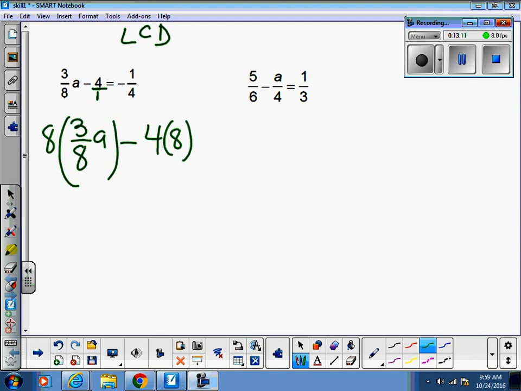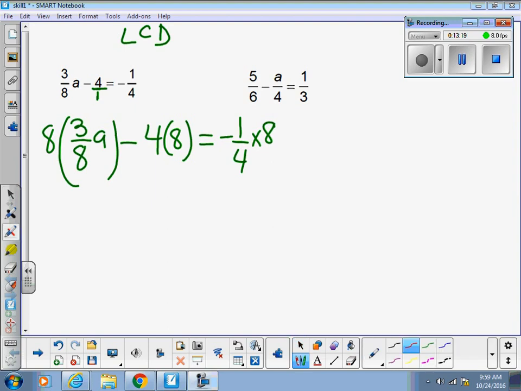So we have 3/8, we are going to multiply that by 8, minus 4 times 8, equal to -1/4 times 8. So again here we multiply, we put them in different colors so we can see. We multiply each term in the equation by 8.